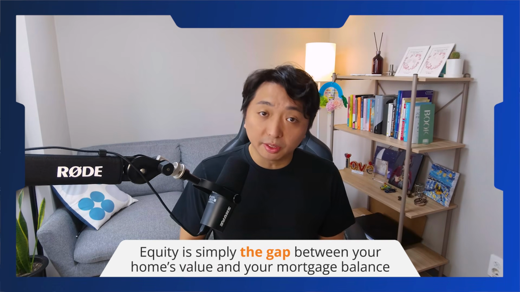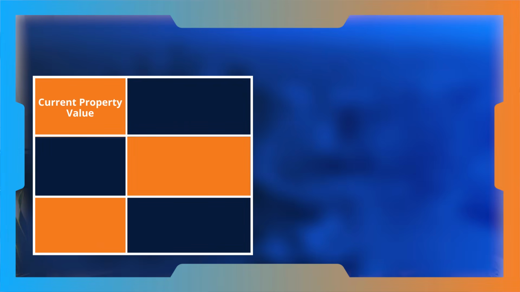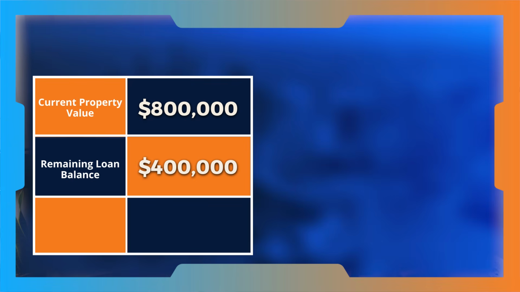Equity is basically the difference between what your property is worth and what you owe on it. So let's say you bought a property for $650,000 3 years ago. Today it's worth $800,000 and you still owe $400,000 on the mortgage. So your equity is $400,000, and that's the $800,000 it's worth minus the $400,000 that you still owe.